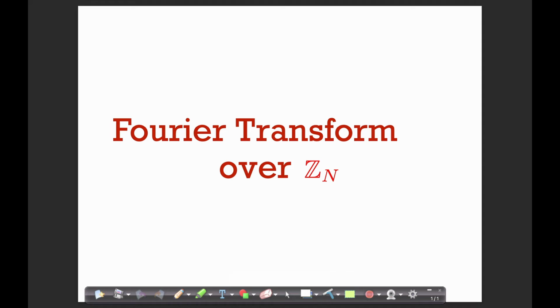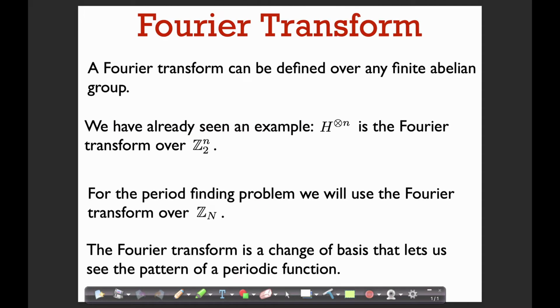In this segment, we're going to talk about the Fourier transform over the group of integers modulo n. The Fourier transform can be defined over any finite abelian group, and we've already been working with one example of the Fourier transform, which is just H tensor n. That's the Fourier transform over Z2 to the n. For the period finding problem, we're going to be working with the Fourier transform over a different group, the group of integers modulo n.